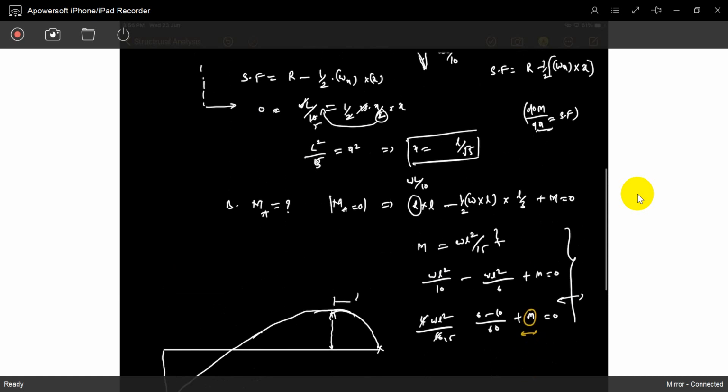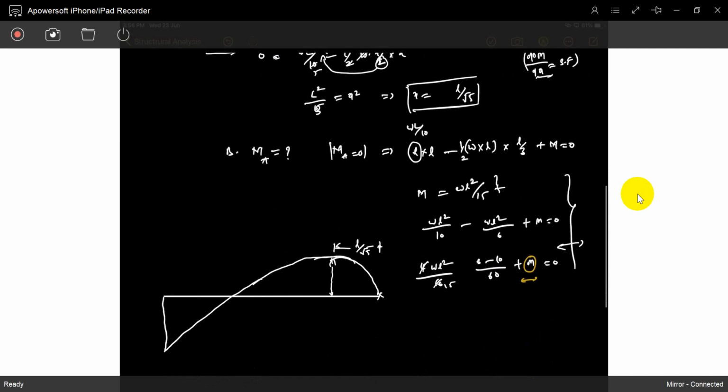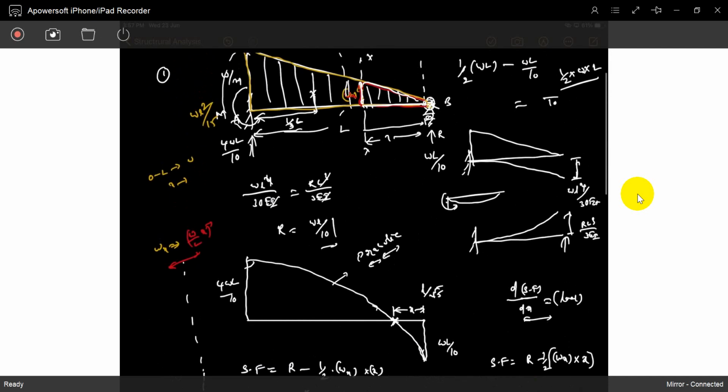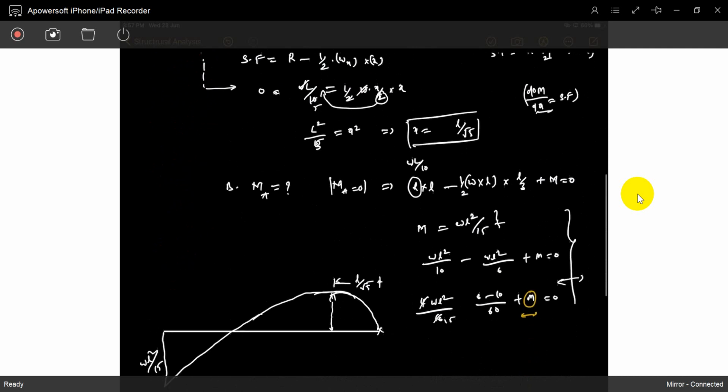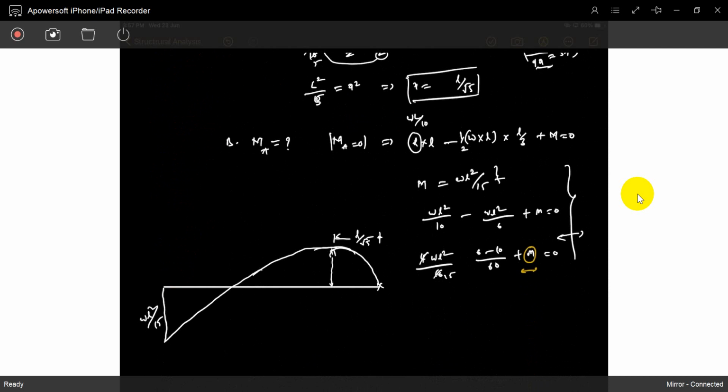What is that location? That is L by root 5. It gets maximum there. And what is the value here? WL square by 15. Understood? It will go on increasing because it has the reaction WL by 10 in this direction, but somewhere it is maximum and later it decreases because of the gravitational load, gravitational moment. At this position it gets WL square by 15.